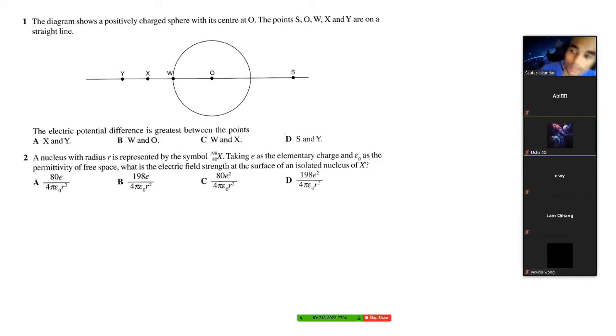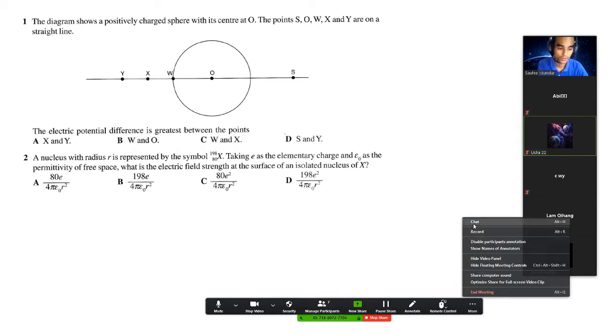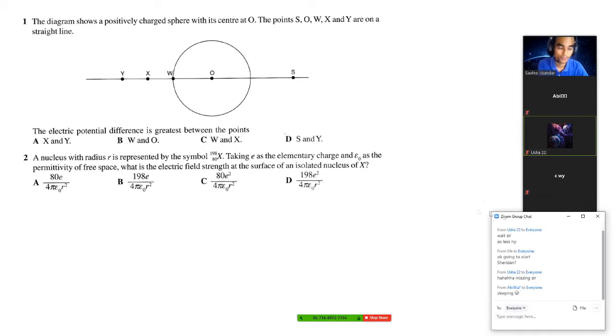Okay. Thank you, Isha. The diagram shows the first question for the first model test paper. You're asking for the potential difference in a metal sphere. It's a positively charged sphere with center O. The points S, O, W, X are on a straight line. So the electric potential difference is the greatest between which points?